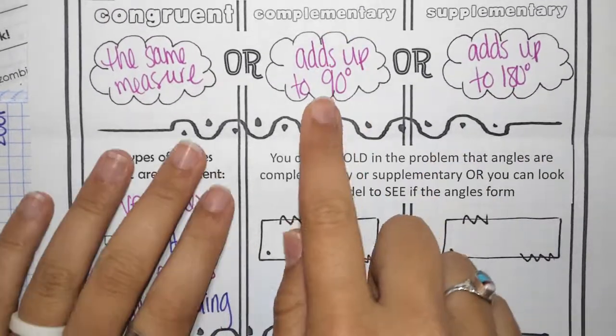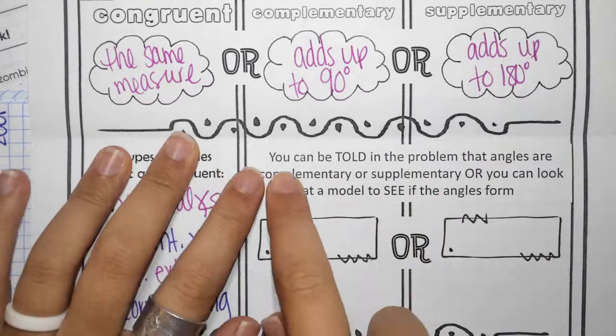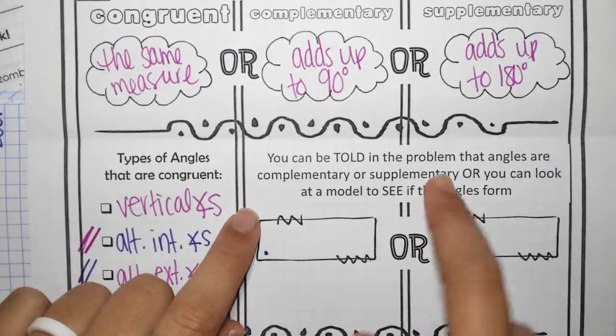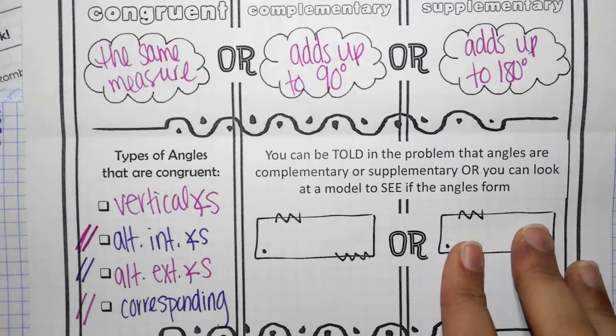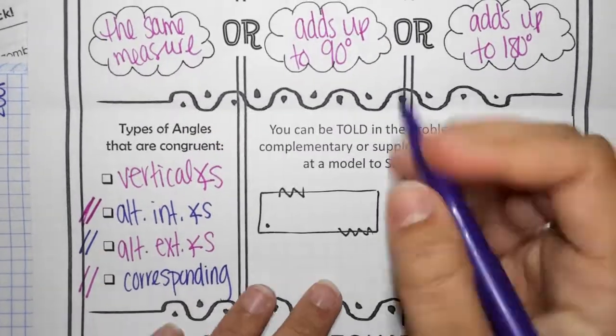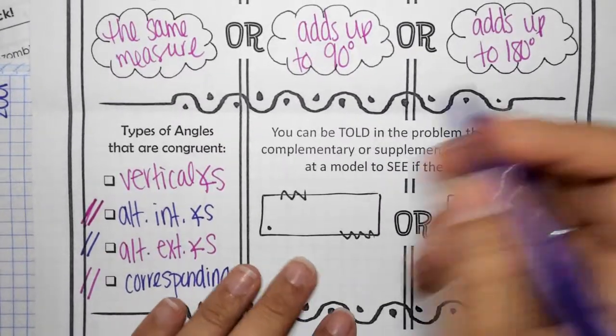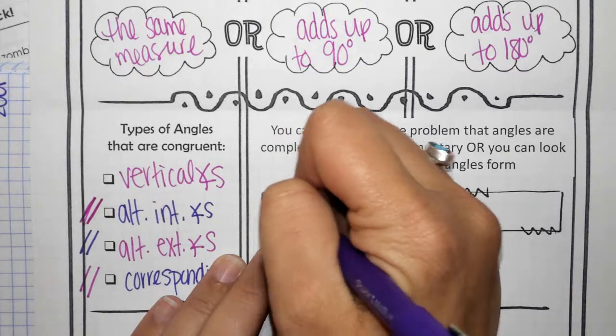Okay, complementary angles means they add up to 90. So you can be told in the problems that angles are complementary or supplementary, or you can look at a model. Now, what type of angle is complementary? A right angle. Take a point.